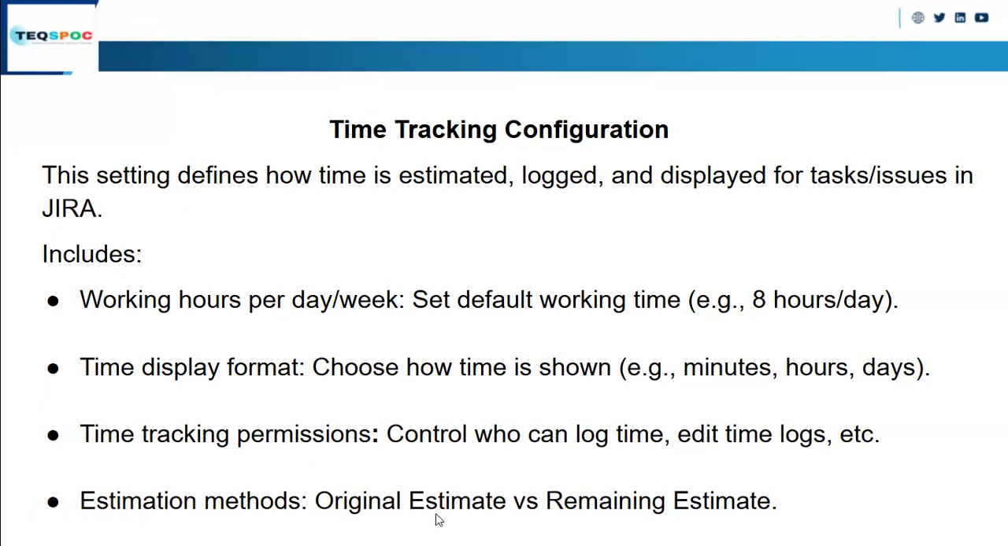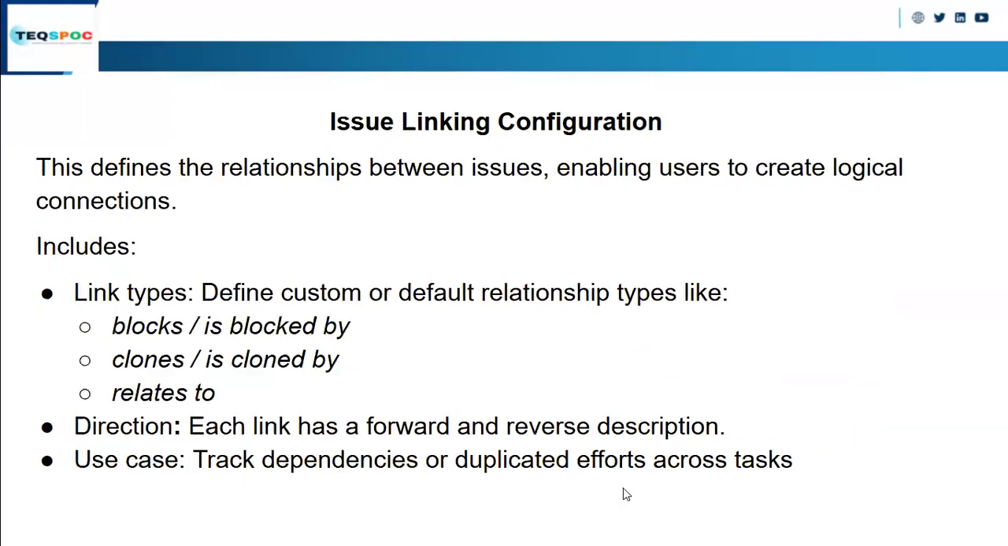Original time estimate, as we have seen in previous classes, is the total amount of time a story will need to complete. And remaining estimate is how much time the developer has given to the respective user story and how much time is remaining. So that is the remaining time estimate. Then issue linking configuration. What will happen? We will create an issue and link that issue to the respective users or project.